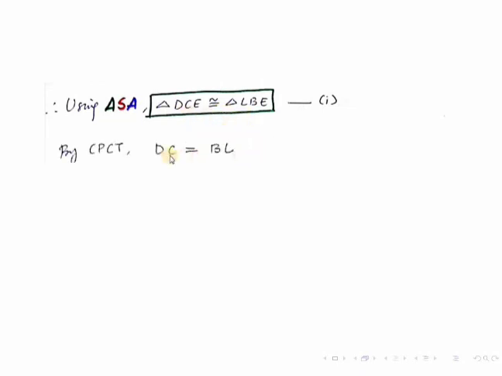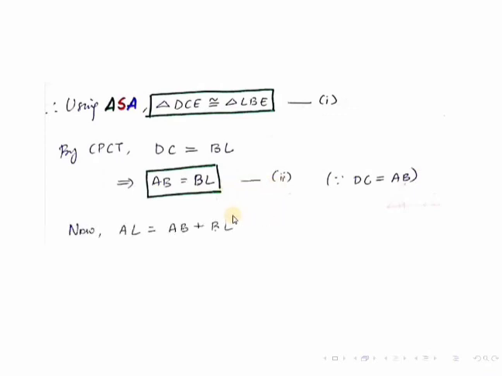Simple. By CPCT, from the diagram, we can say that DC is equal to BL. In the diagram DC is nothing but AB, isn't it? So AB is equal to BL. So I have shown the second part also.